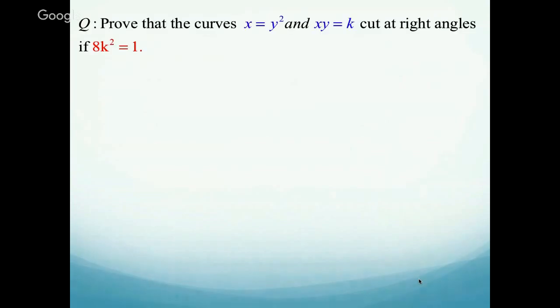Let's consider another question. This is also in your NCERT textbook. There's just one of such questions, but interesting to note and think about a possibility of curves cutting at right angles. What would one mean by angle between two curves, first of all? Curves are at right angles if 8k square is equal to 1.